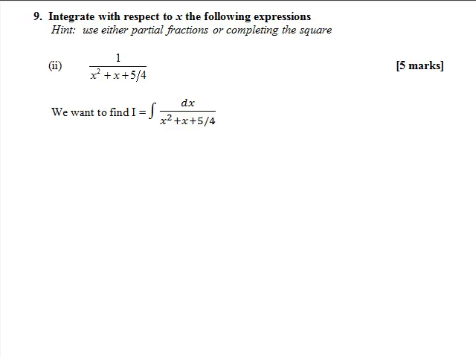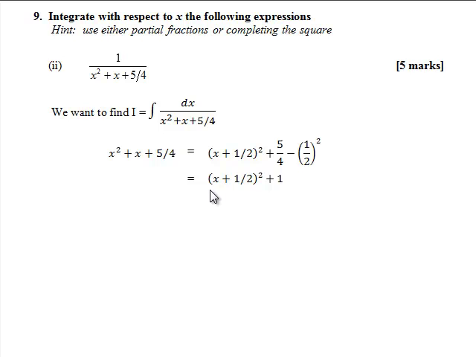We start this integral by completing the square. So we're going to get an x squared term plus a constant term is what we're looking for. So we're going to add half of the coefficient of this term here, half of the coefficient of that term there, and that's minus half of the coefficient of that term. And a half squared is a quarter. 5 quarters minus a quarter is obviously going to be 1.